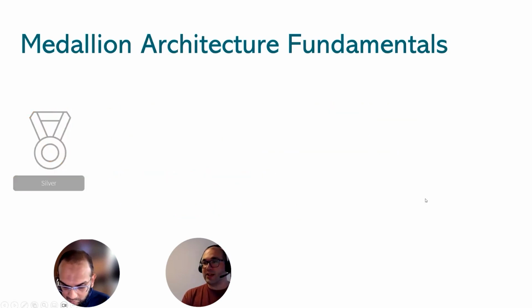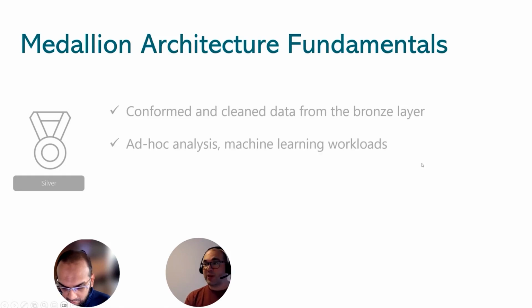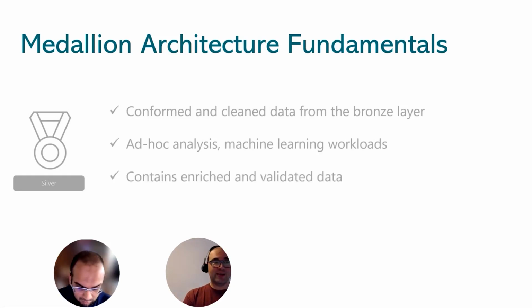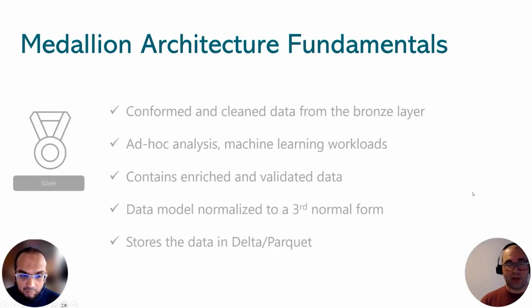Then we have a silver layer. That's the part when data from the bronze layer is conformed and cleaned, so that all key business entities, concepts, and transactions are available in the form of an enterprise view for ad hoc analysis or some machine learning workloads. Here, data is enriched and validated, and it can be trusted downstream for further analytical workloads. From a data modeling perspective, usually the silver layer contains more third normal form-like tables. And again, we are storing data in Delta or Parquet usually.